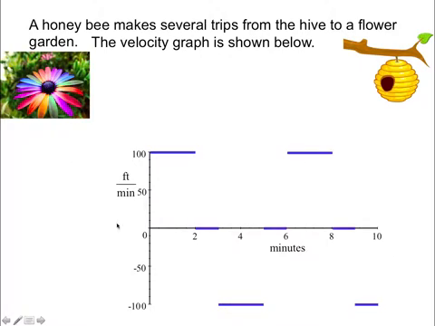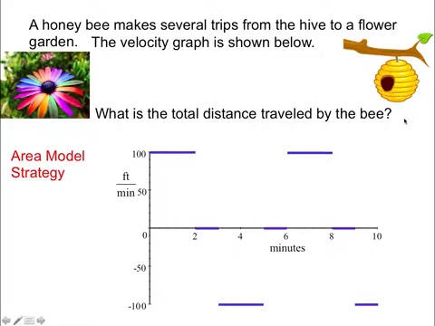So the honeybee's velocity is as shown. The honeybee starts at the hive here and is going to fly to the flower. That part of the velocity graph represents the honeybee flying from hive to flower. And as we let the honeybee fly, this integration of that piecewise function using the area model is a value of 200. This would represent the distance traveled from the hive to the flower.